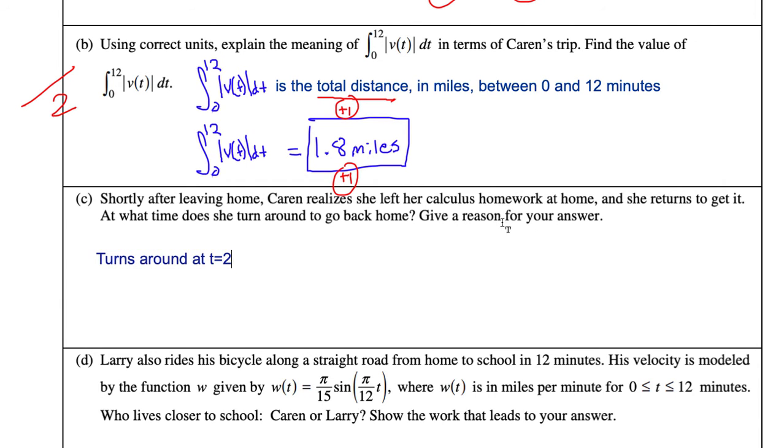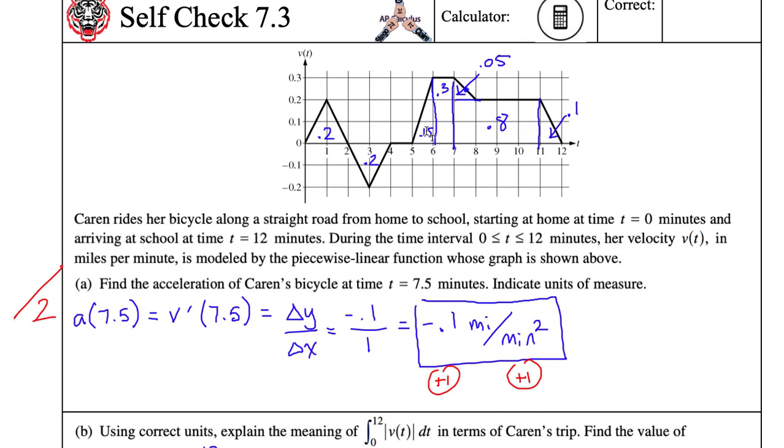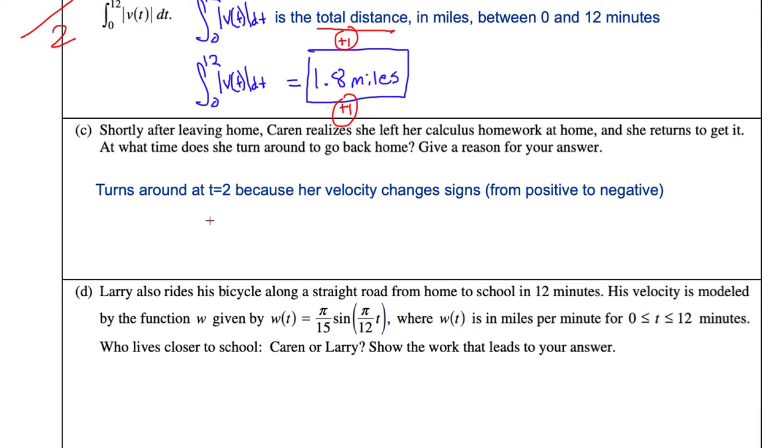And you need to have a reason for your answer. So we can say because, or BC, her velocity changes signs. Specifically, you don't need to say this, from positive to negative. And that's all you have to say. If you said before she was moving to the right, and then she moved to the left, that's not enough, because you have no information from this problem that says right or left. You have to use the information that's given to you. All that's given to you in this problem is the velocity. So in this case, you get 1 point for t equals 2, and 1 point for something that's talking about velocity sign change. So +1 there.